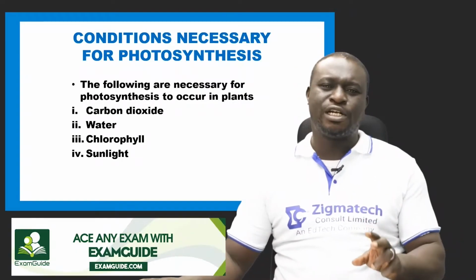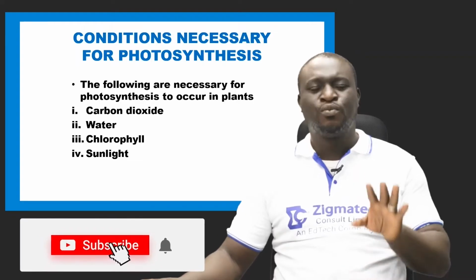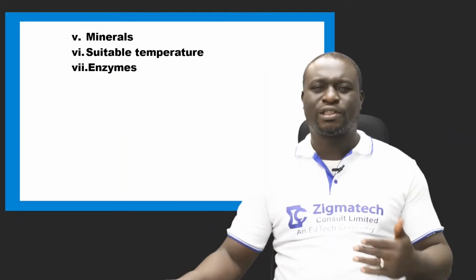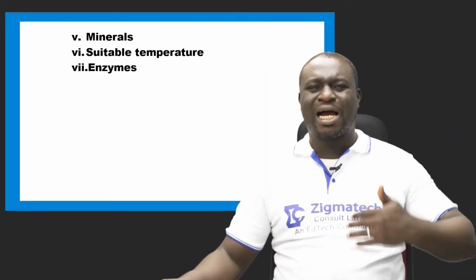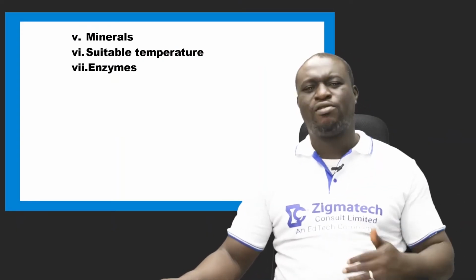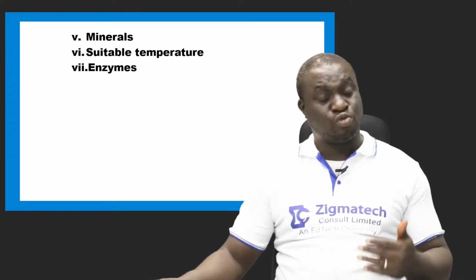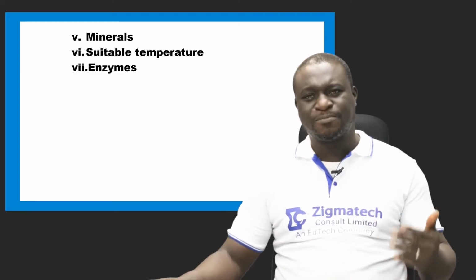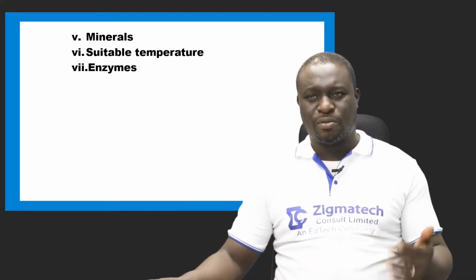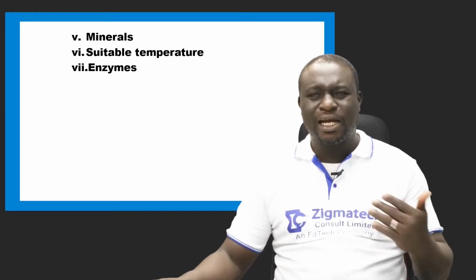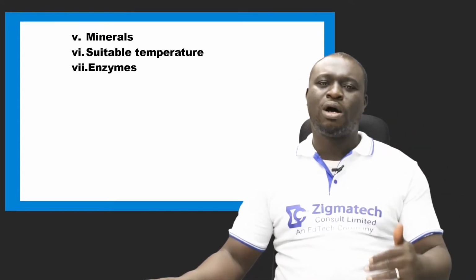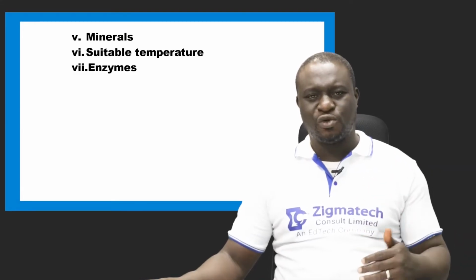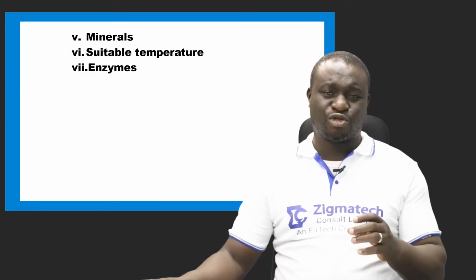Now, these four conditions are not the only conditions necessary for photosynthesis to occur. We have other conditions like minerals. Minerals are required for growth and also for development, which is one of the importance of photosynthesis. Number four, we have suitable temperature. The temperature must be suitable for plants to manufacture their food. And enzymes are also necessary and needed.